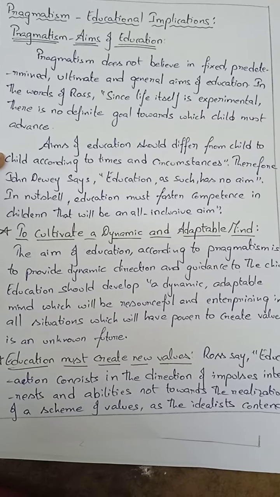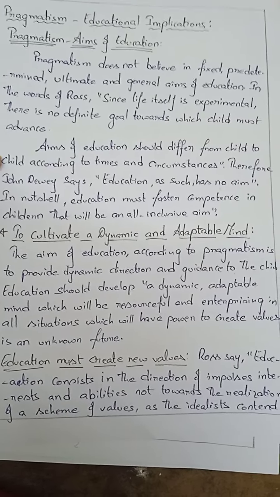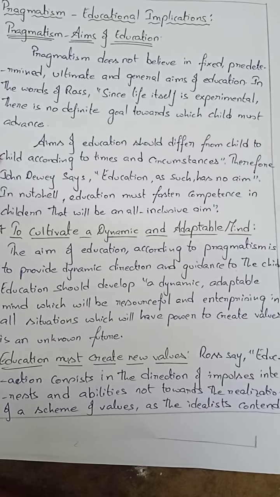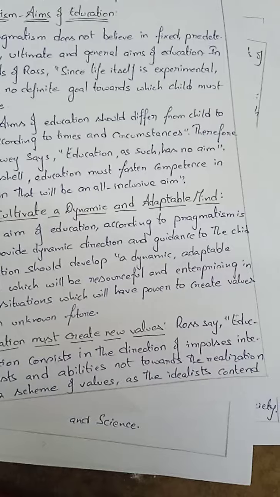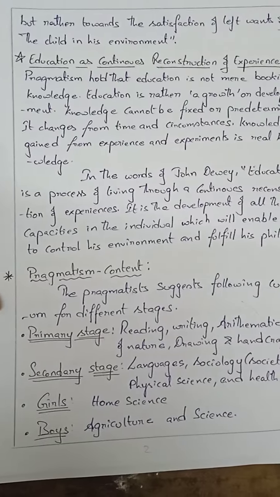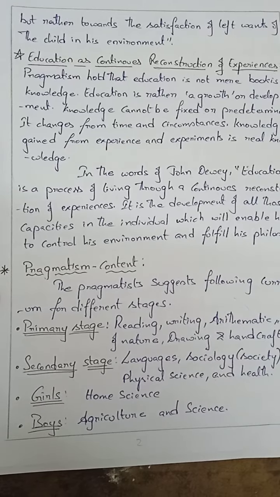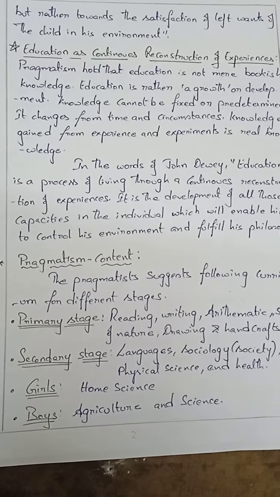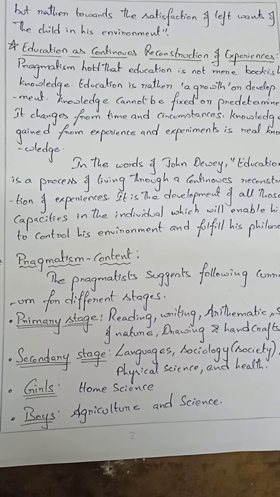Rose says education consists in the direction of impulses, interests, and abilities, not towards the realization of a scheme of values as in idealistic thought, but rather towards the satisfaction of felt wants of the child in his environment. Education is a continuous reconstruction of experiences.